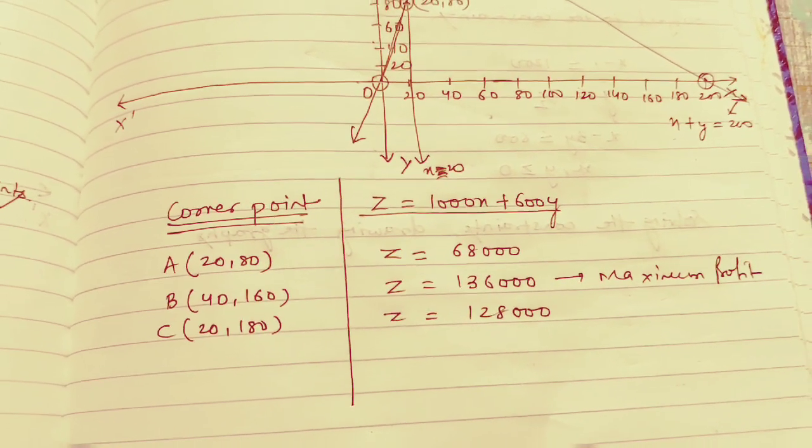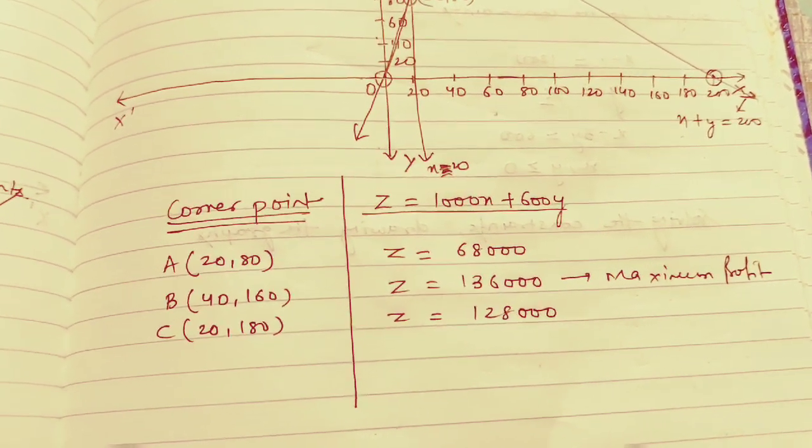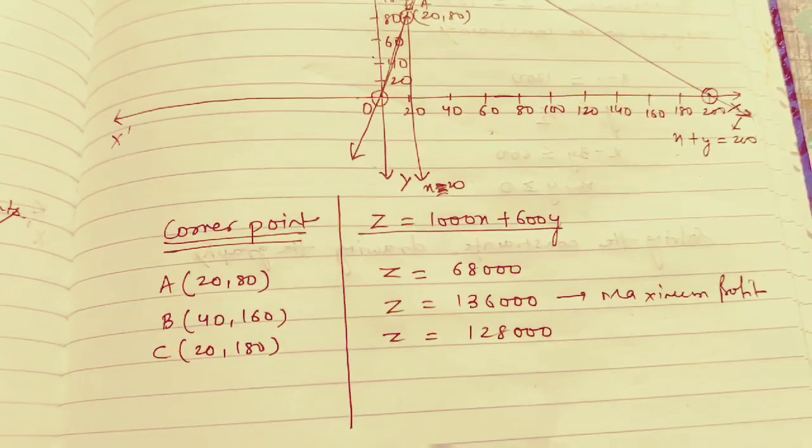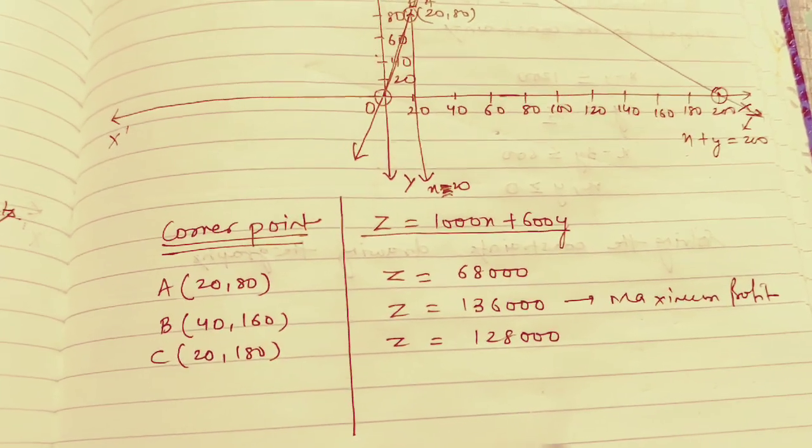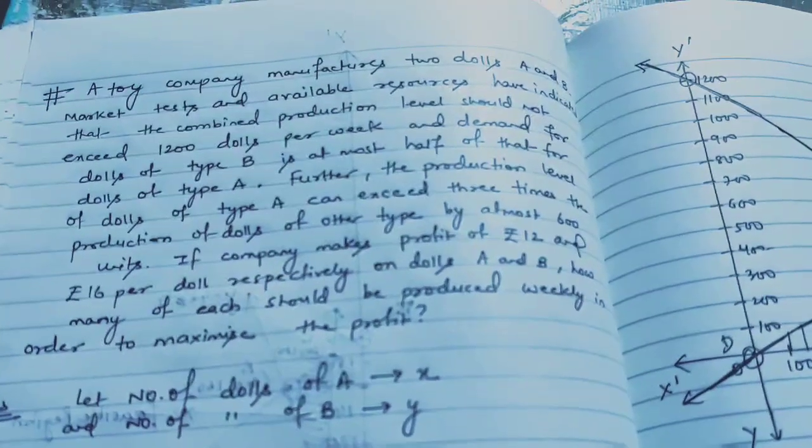The maximum profit is 1,36,000. That is, the number of tickets of executive class is 40, the number of tickets of economy class is 160, and the profit is rupees 1,36,000. We are going to see one more question.